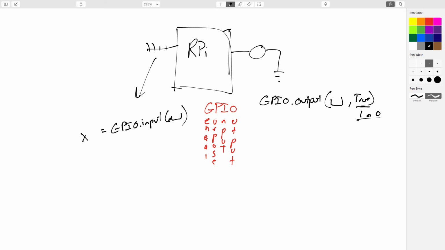So maybe we say, okay, x equals GPIO.input of 23. That's going to give us whatever the electrical reading is at pin 23 and store it in the variable x. Now, of course, you have to make sure you actually set it up as an input, but that's how you do it.